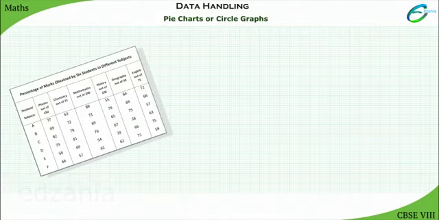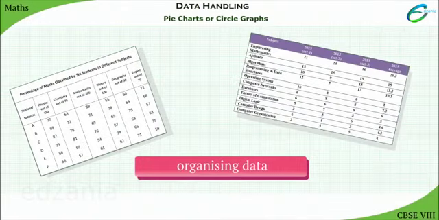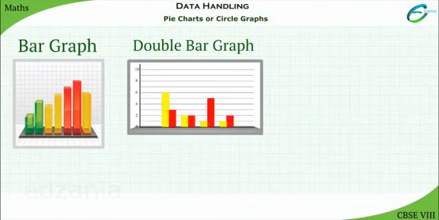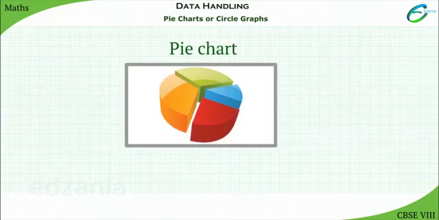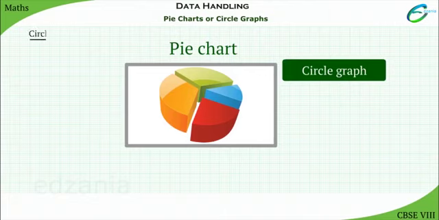You have learnt about collecting, organizing data, and representing data in different ways. The given data can be represented in the form of bar graph, double bar graphs, histogram, and so on. Now let us learn about another way of representing the given data, that is, a pie chart. We can also call this a circle graph. As the name says, representing the data here will be in the circular form.